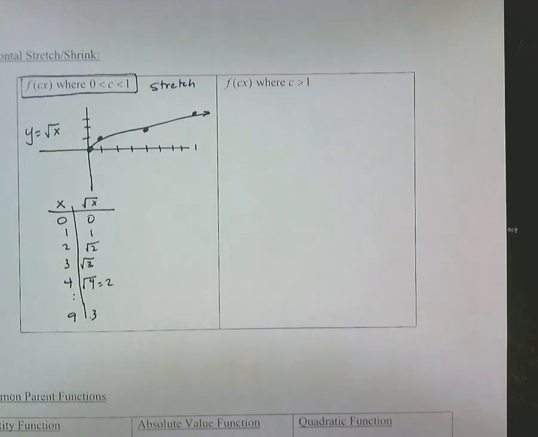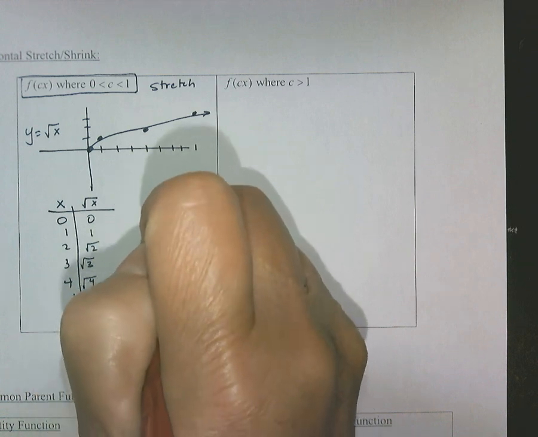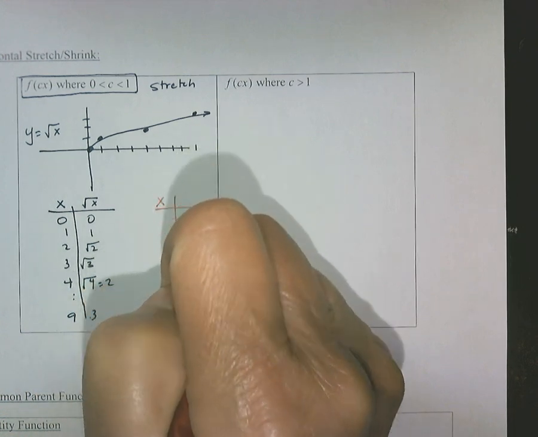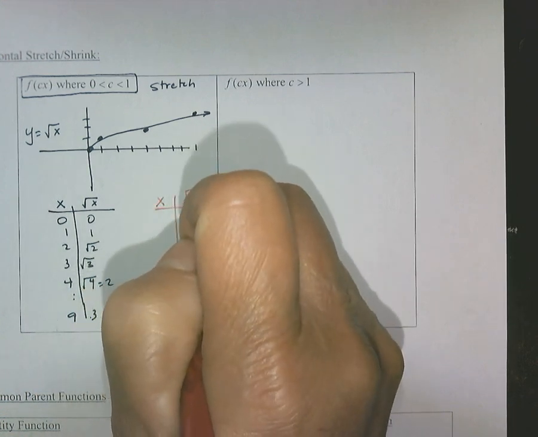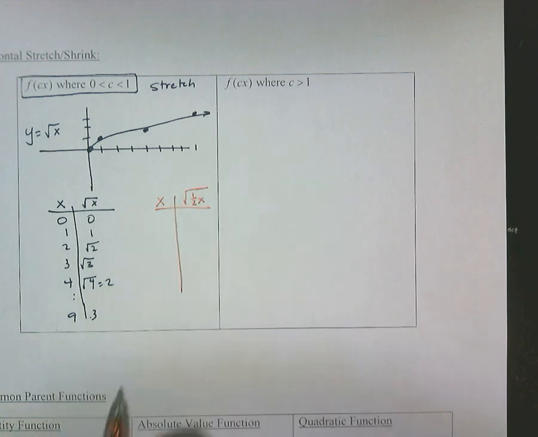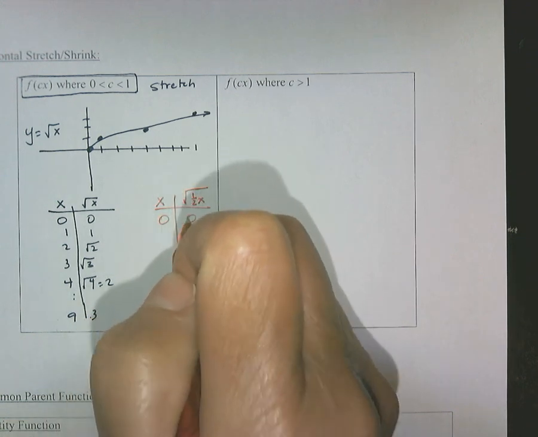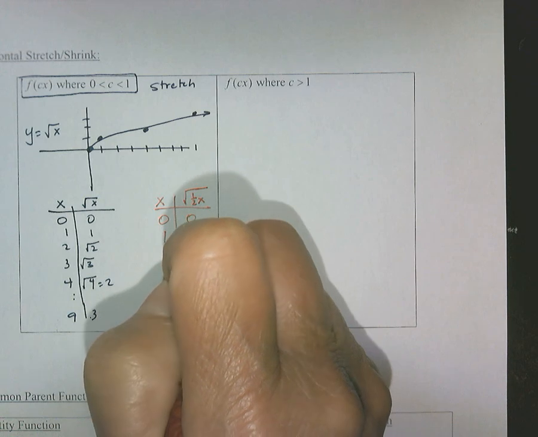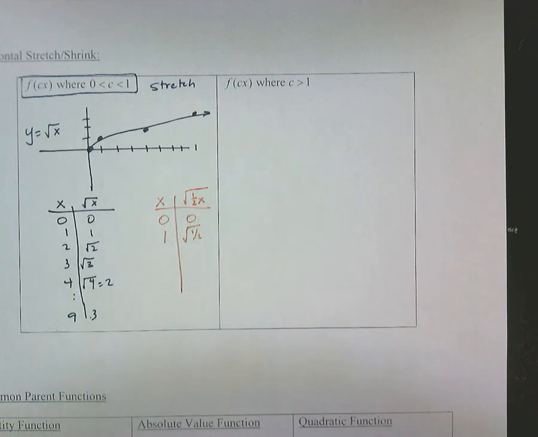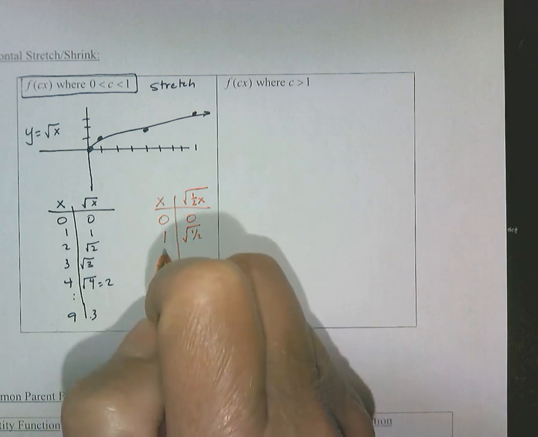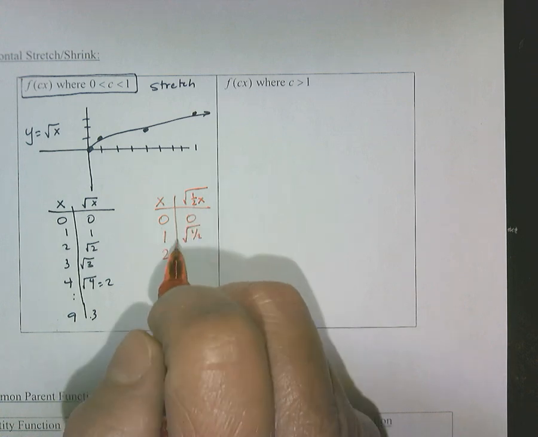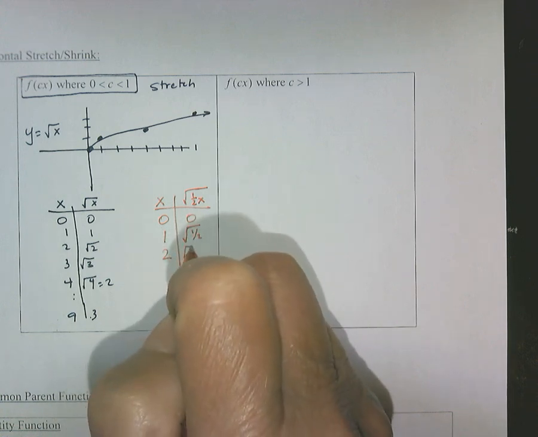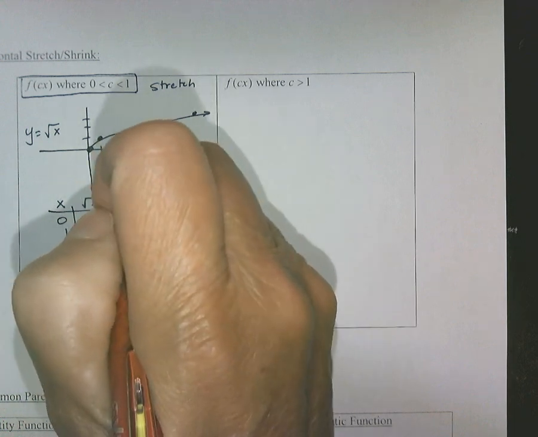Now if I take these and change this x, square root of 1/2 x. So I'm still going to have 0, 0. But when I put a 1 in, I'm going to get the square root of 1/2. Not a very good point to plot. So if I put a 2 in, 1/2 times 2 is 1. I'm going to get the square root of 1, which is equal to 1. So I'm going to have the point 2, 1.